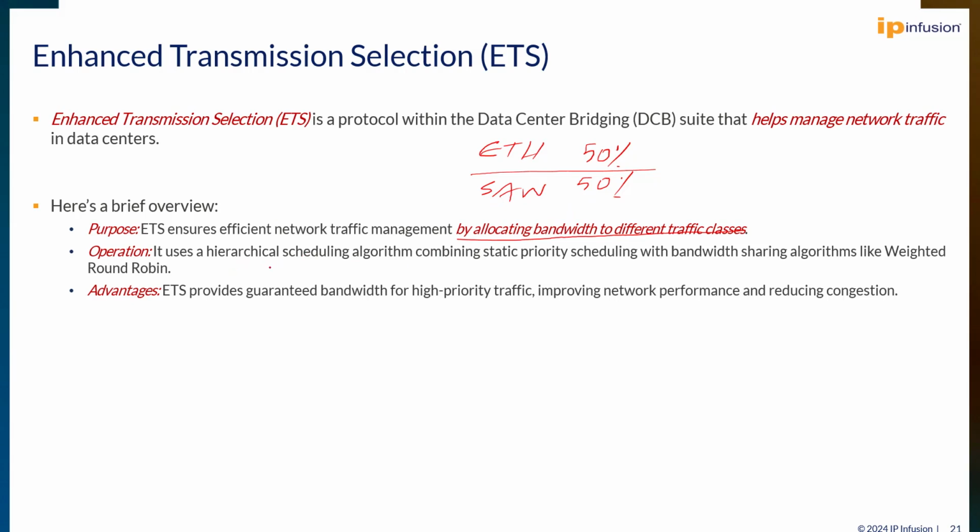The operation, of course, is based on some hierarchical scheduling algorithm. I'm not going to go through this in detail, but you should know that this is what we have in here, and we are going to share the bandwidth using weighted round robin. That is based on the importance of the traffic that we have in here. And of course, SAN traffic is going to be marked specifically.